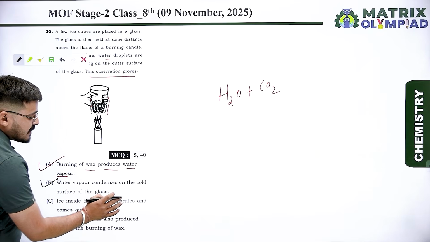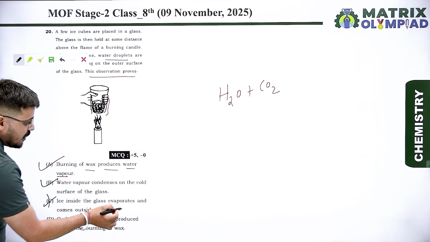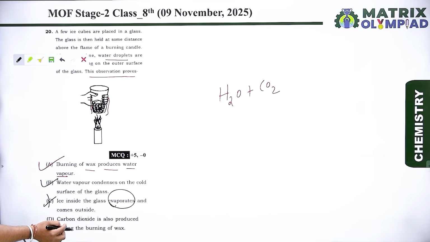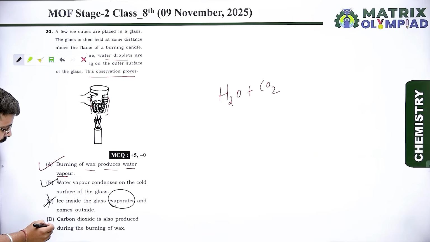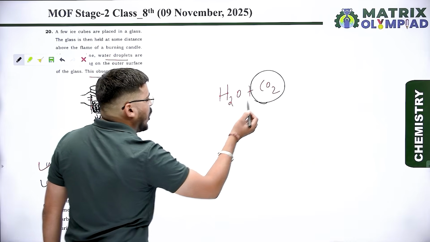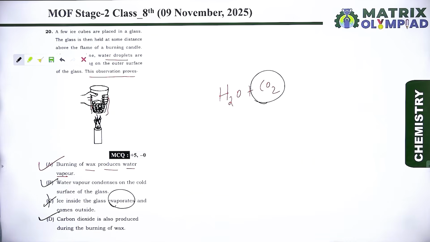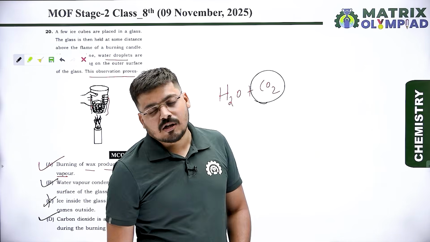Option C: ice inside the glass evaporates and comes outside. This option is wrong because the ice will not evaporate and come outside, and it doesn't relate to this activity. Option D: carbon dioxide is also produced during the burning of wax. I already told you that CO2 is formed, so option D is correct. So A, B and D, three options, are correct in question number 20.